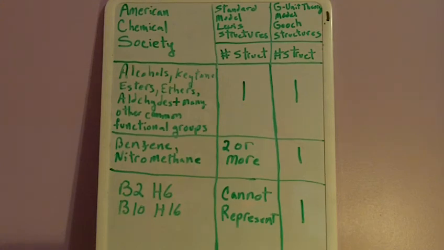Using the Gooch structures, I get exactly one and only one representation for these molecules. My hydrogen atom has two bonding sites and expects to bond to two atoms. My data is quite conclusive. The American Chemical Society should adopt my structures, and I recommend that they adopt my structures.